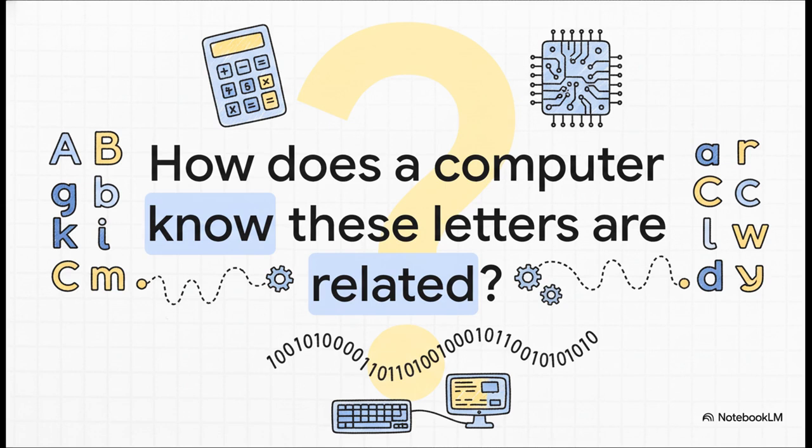I mean, a computer is basically just a super fast calculator. It lives in a world of ones and zeros. So how in the world does it know that a big L and a little l are basically the same letter? How does a machine that only understands numbers see that connection?